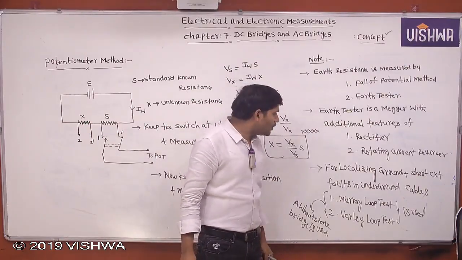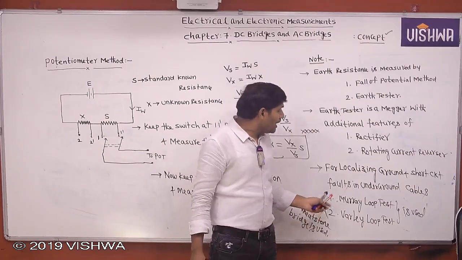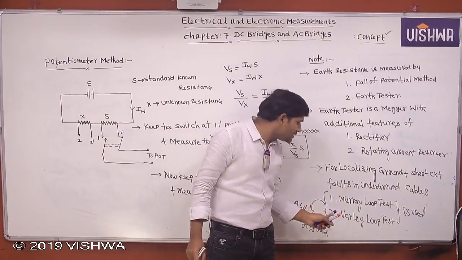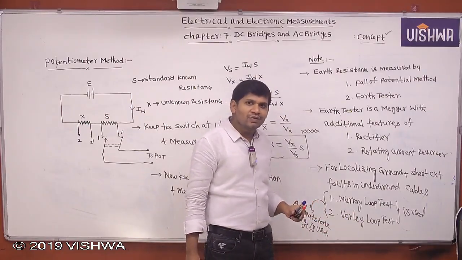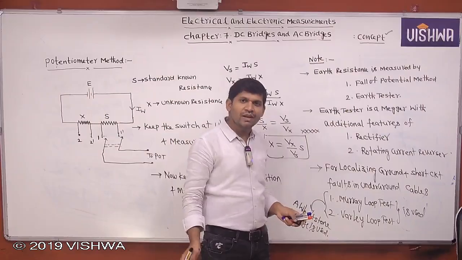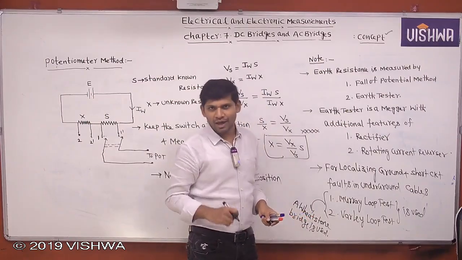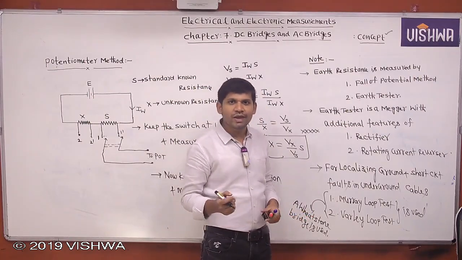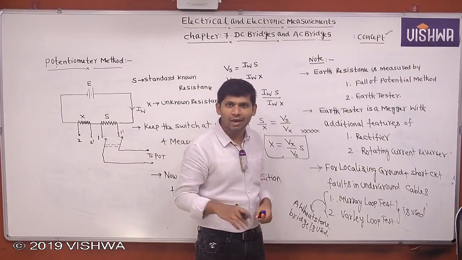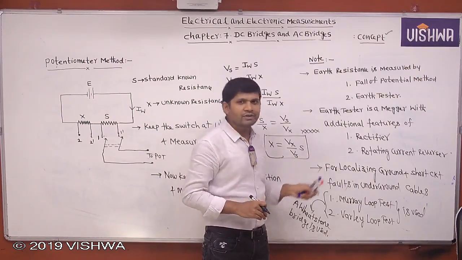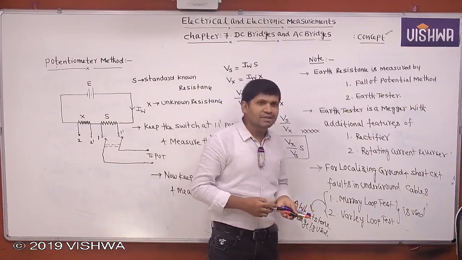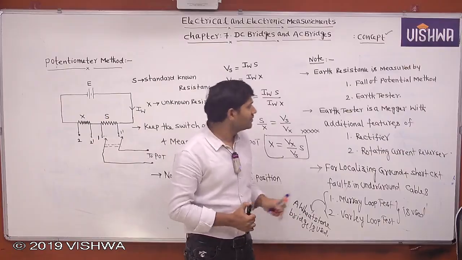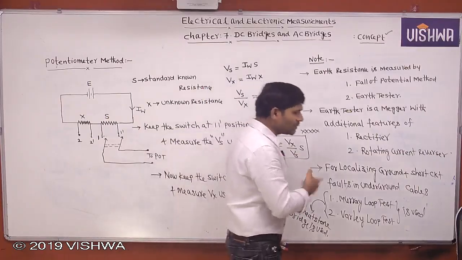And one more point to remember: in localizing faults using the Murray loop test and the Varley loop test, the test resistance will affect the sensitivity of the galvanometer. Whatever test resistance we are using affects the sensitivity of the galvanometer. These points you remember with respect to measurement of resistance by using different methods. Concentrate on these special points I am giving.